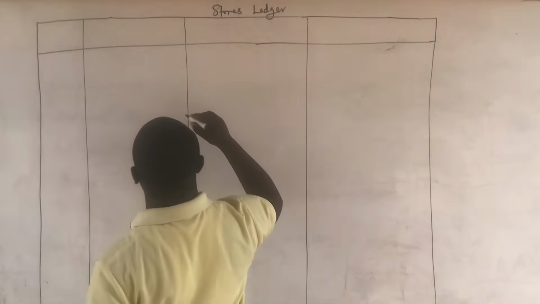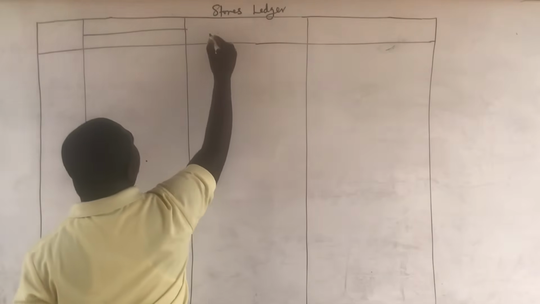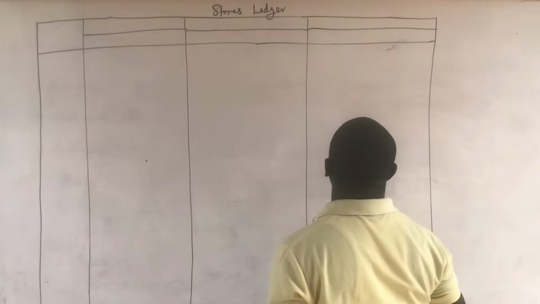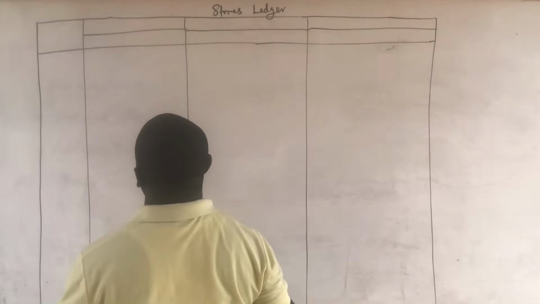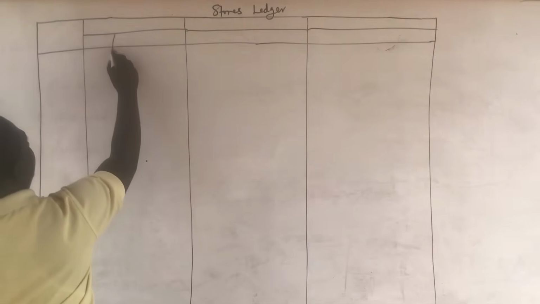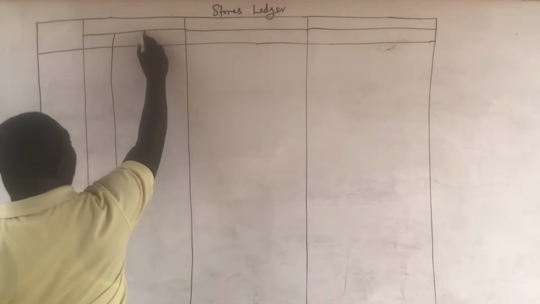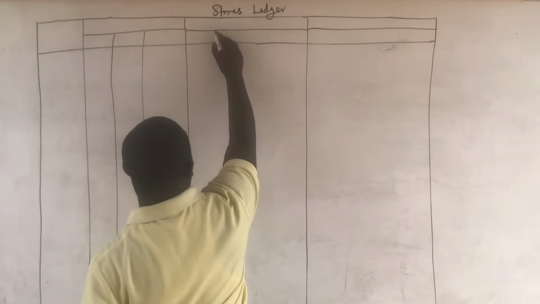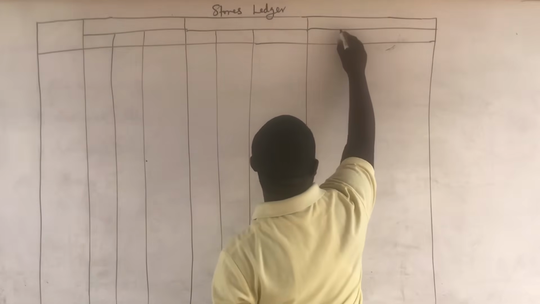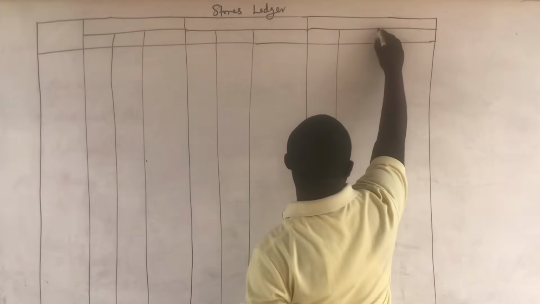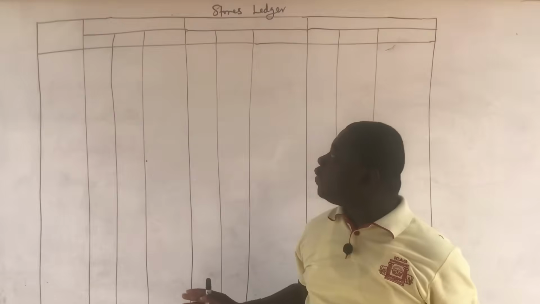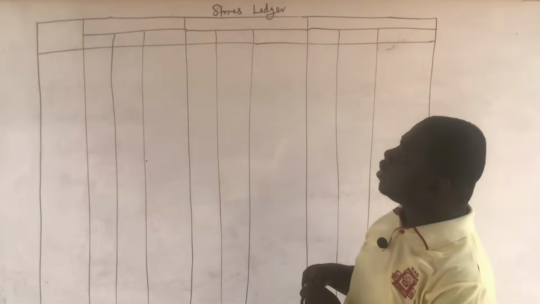Then what I'm going to do now is divide each of these spaces by 2 horizontally, and then I can divide this by 3. So I'm creating 3 columns for each space. Watch and learn how to draw the format for the stores ledger. Alright, so this is what we do. This is the stores ledger.